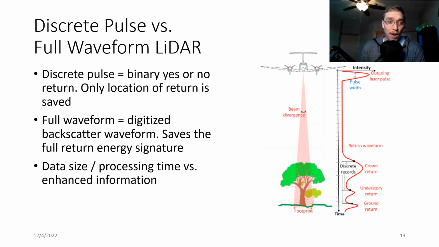Now the difference there is if you were to use discrete, the data size is going to be a whole lot smaller. Your processing time is going to be a whole lot smaller, and it might be a lot easier to work with. But if you need that data and you want that full waveform return, that's the way to go. So it's really just kind of a preference in what you need or what you have available to you.